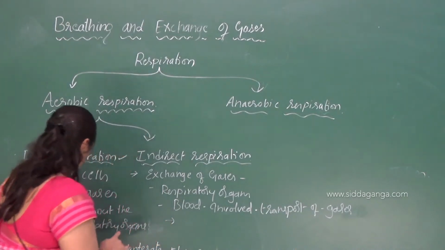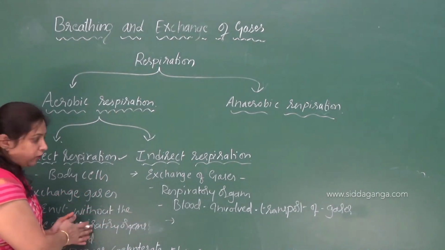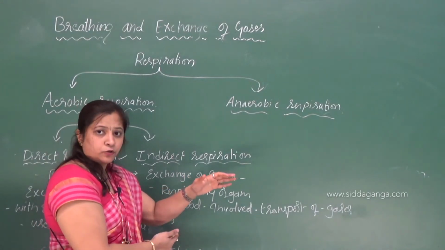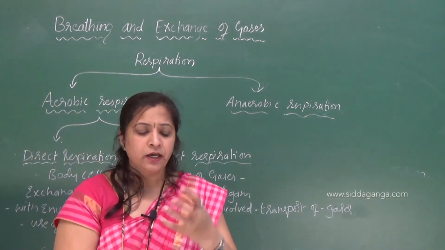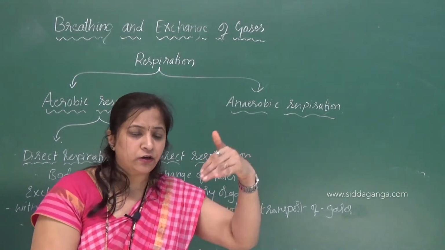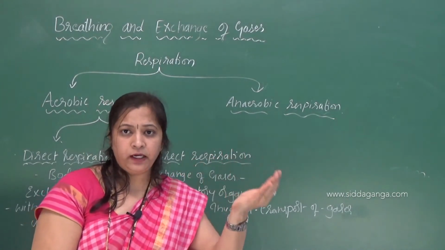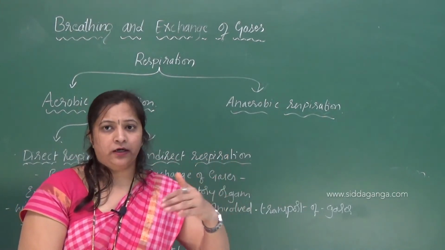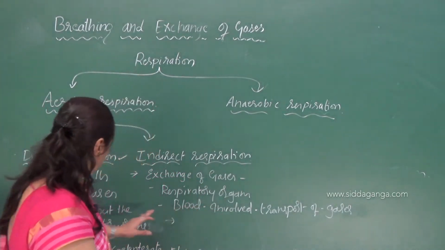In direct respiration, as the gases get directly exchanged between the body cells and the environment, there is no need of blood to transport the gases. But in indirect respiration, the exchange of gases will occur through a respiratory organ. For example, in human beings we have lungs for respiration. In the lungs, minute sac-like structures are present, called alveoli. The atmospheric air will enter into the alveoli, and through the wall of the alveoli the gases get exchanged between the blood and the alveoli. Then the blood will transport the gases to the body cells. So here blood is involved, and in direct respiration blood is not involved.